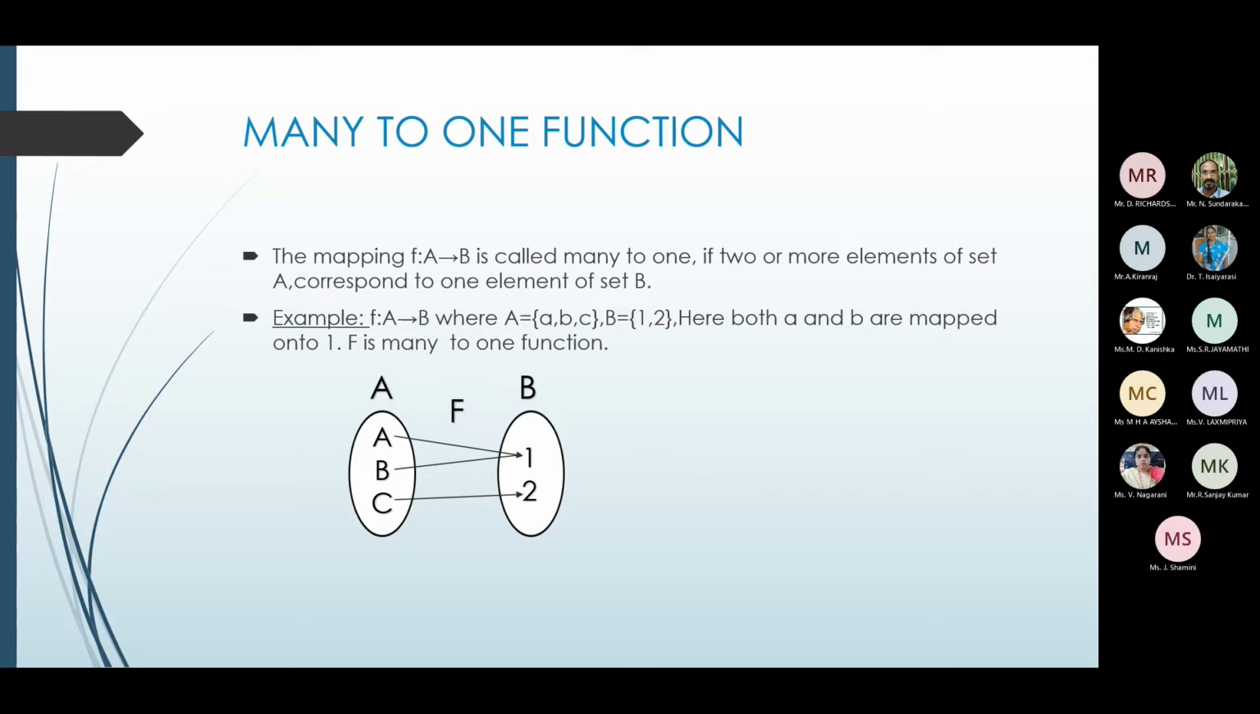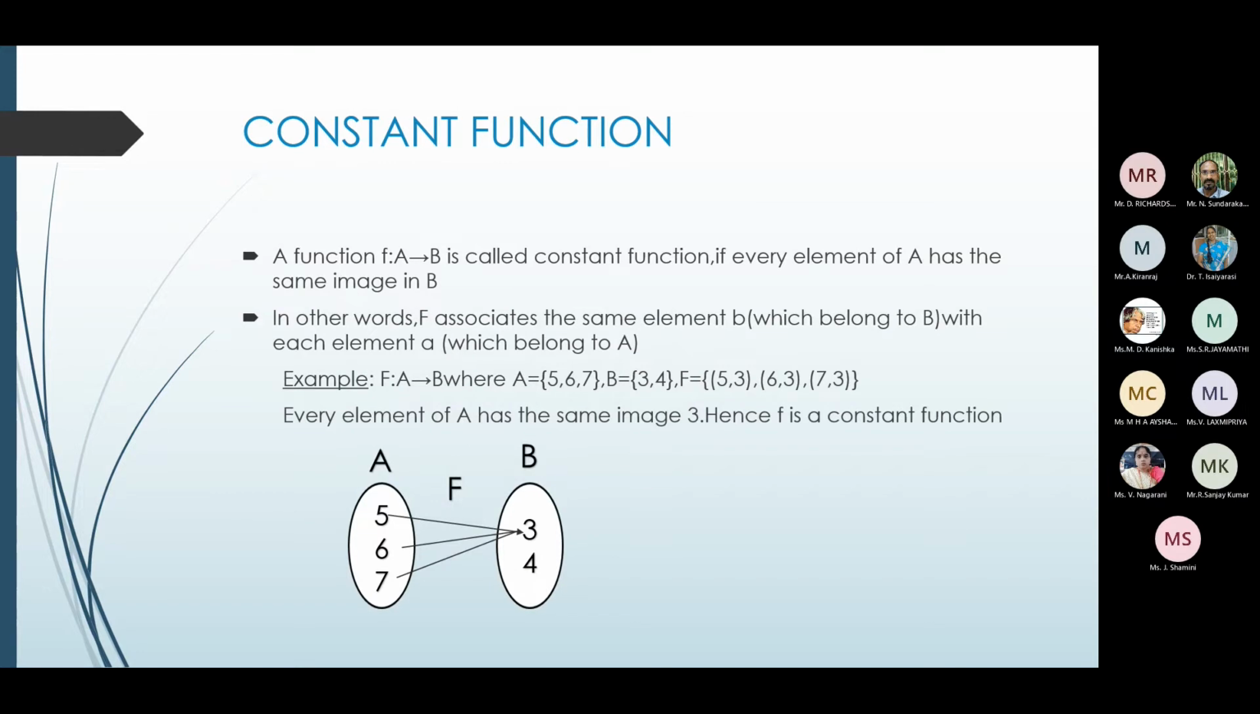So which is itself a proper example for many-to-one function. Then constant function. Here the constant function, the name itself shows that every element in the domain is mapped to one element in the codomain. Now a function from A to B is called a constant function if every element of A has the same image in B. So you can know that every element in the domain is mapped to one particular element in B, which is said to be the constant function.